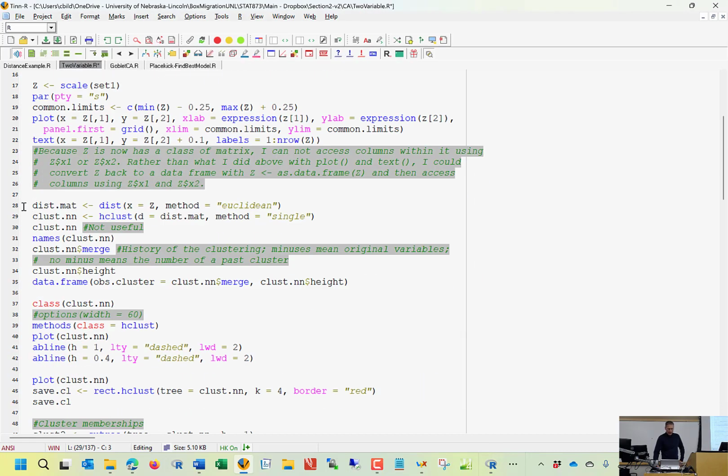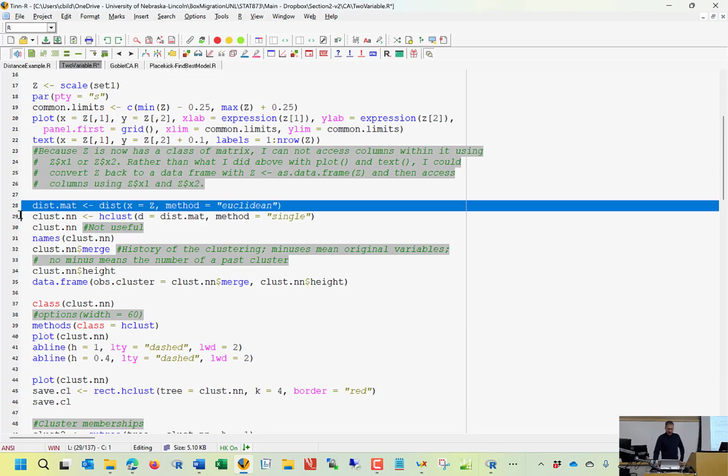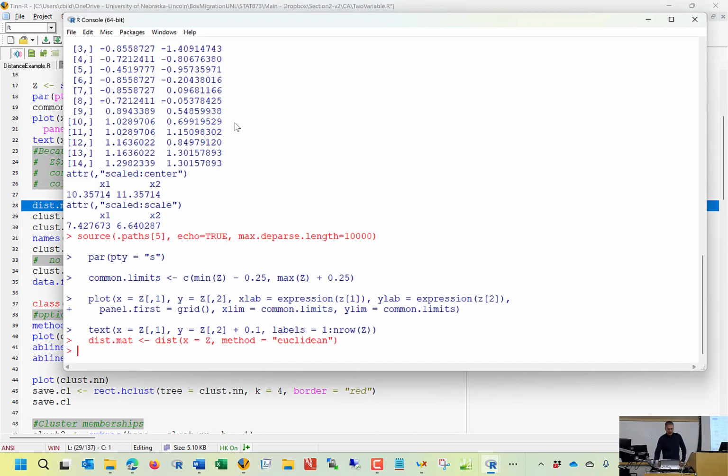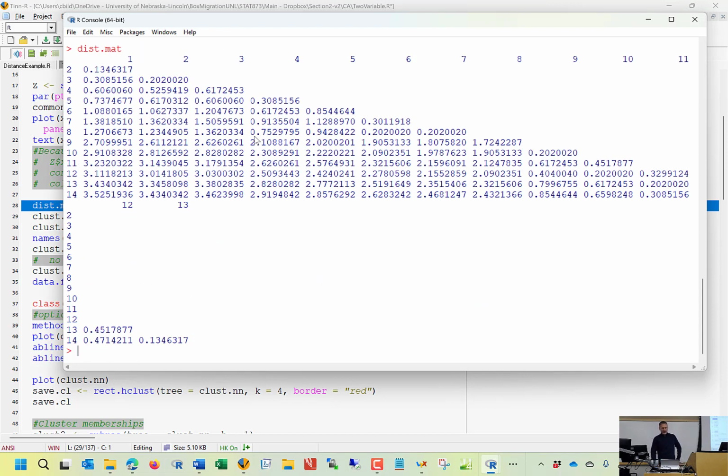So once I got my data, then I need to use the dist function to find all pairwise distances between the observations. So how this works, dist, first argument's x, equal, put in your data, the method equals Euclidean. So I'm using a Euclidean distance with standardized data. Then to something called dist.mat. And we can see here we have all these distances.